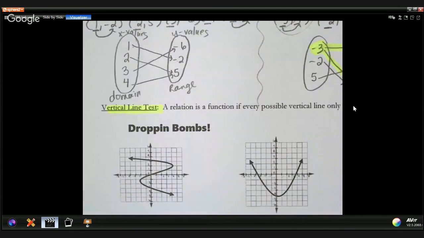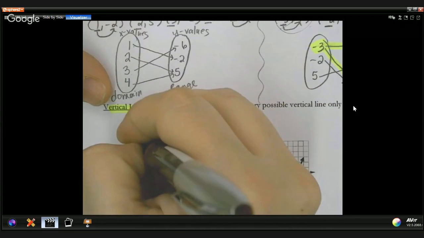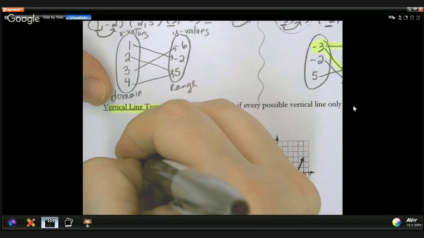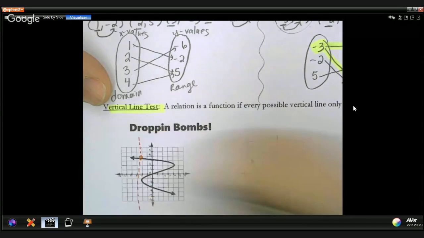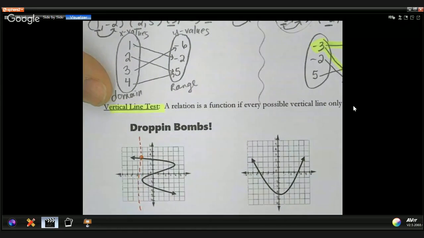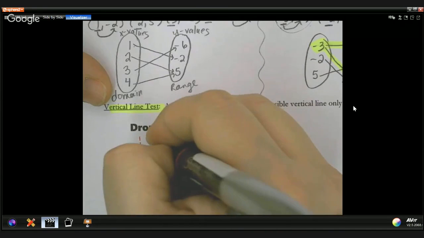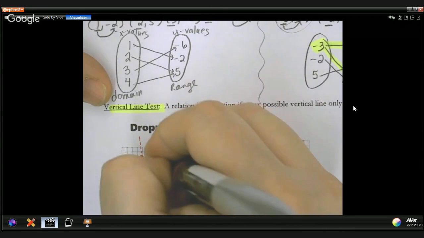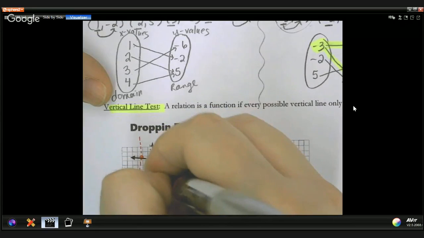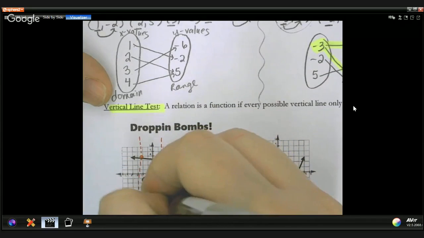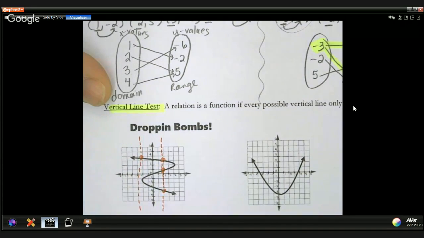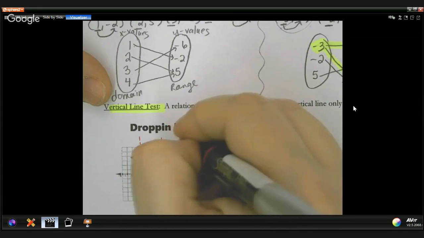Okay, so you have to help me make the bomb noise, which always sounds funny. But I drop a bomb. Okay, that's good. That one only blew up once. Wasn't very straight, but you get the point. But if I come over here, pow, pow, okay? Funny bomb. It blew up 3 times. So since this bomb blew up 3 times, this is not a function.